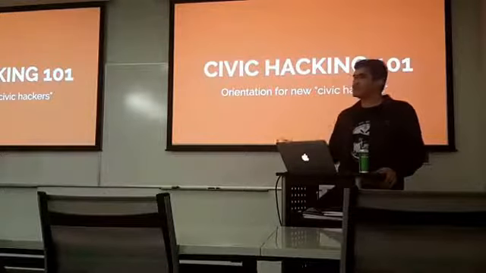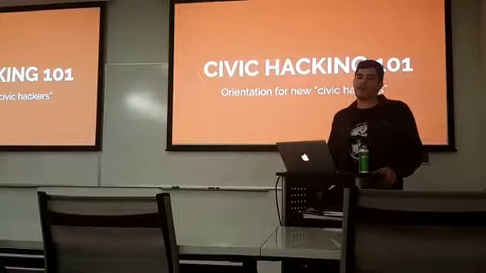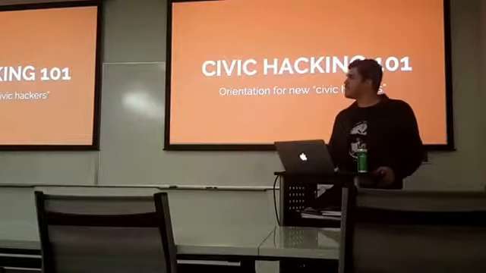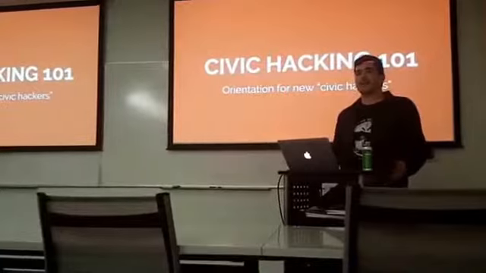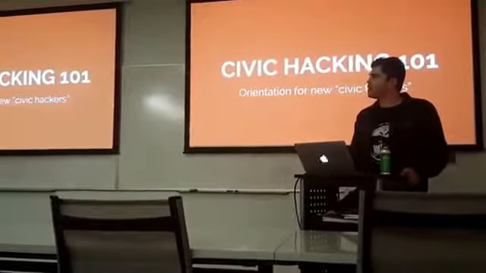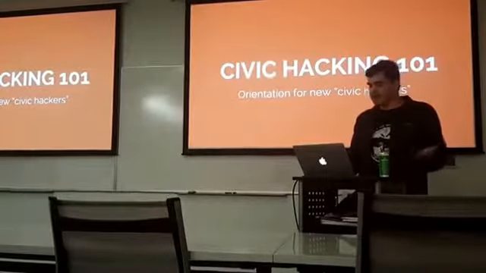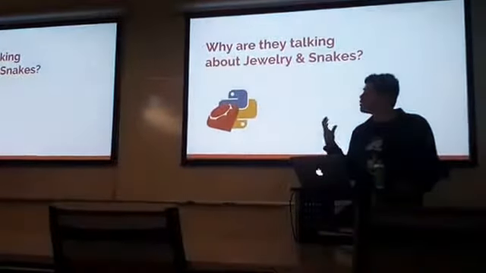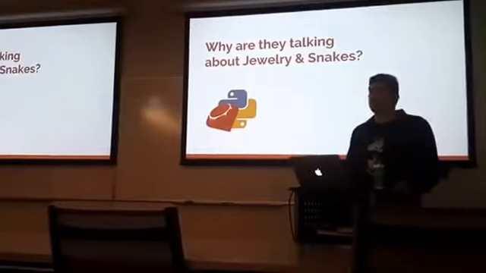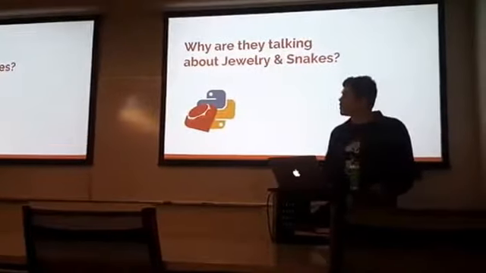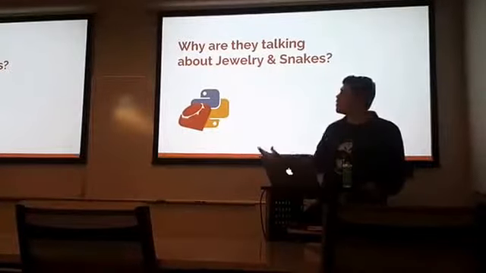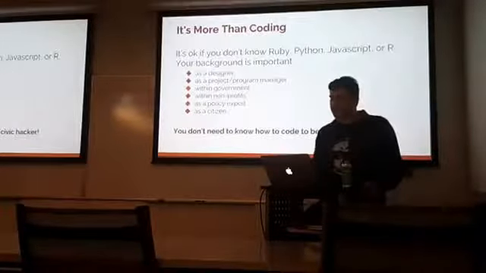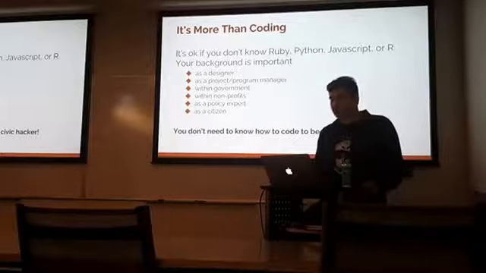It's a presentation I like to do every week to make sure people understand what civic tech is and how they can play a role in being a civic hacker, even if that's not how they would have chosen to identify themselves. You can come to Open Austin or any kind of event like this and be overwhelmed with jargon and wonder, why are they talking about jewelry and snakes? Ruby and Python are two very popular programming libraries, and there's more, but it's about more than just coding.